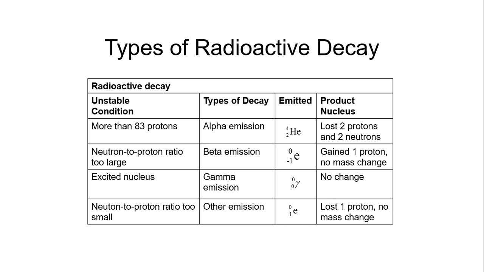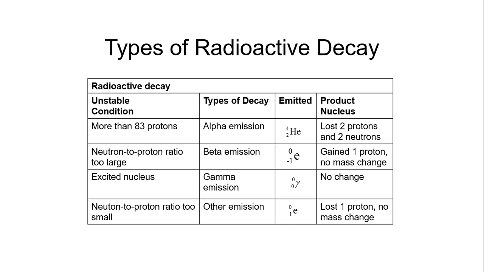So here are some more generalizations. If you have more than 83 protons in an atom, we can generally expect alpha emission, which is the emission of a helium nucleus. The result is that your atom loses 2 protons and 2 neutrons. Now, if the neutron to proton ratio is too large, we are above that band of stability we saw in the graph earlier. We tend to break down into what we call beta emission, the emission of an electron. You gain 1 proton, but there is no mass change.